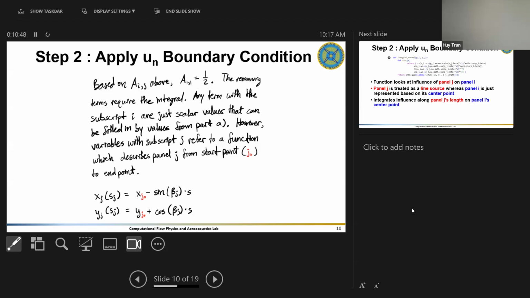And because it's a line source, every point on that line is a different distance away from the panel center. That's why we do integration to consider the influence of each infinitesimal segment of the panel j on the center of panel i. Panel j we represent as an equation to look at each different infinitesimal point. Panel i would just look at the center point. So one's a line, one's just a point.